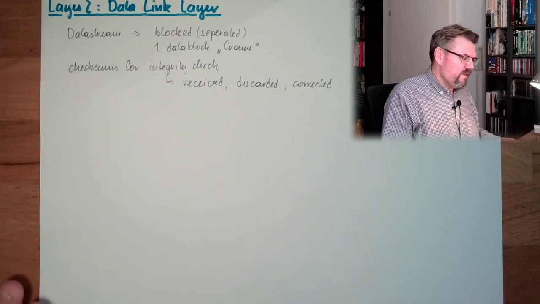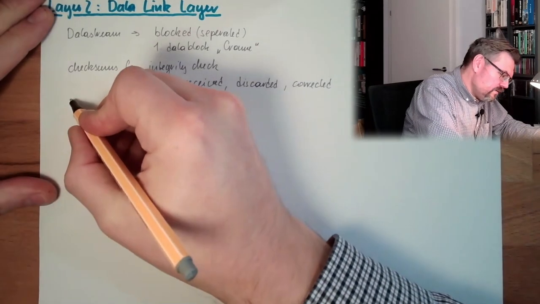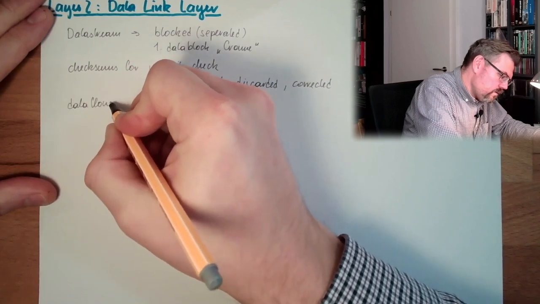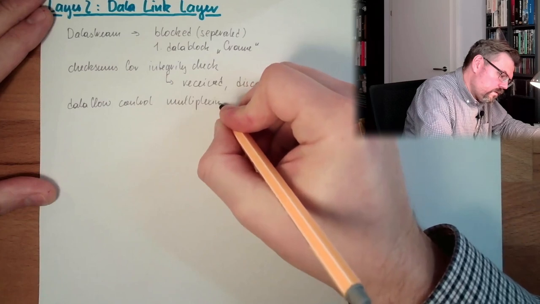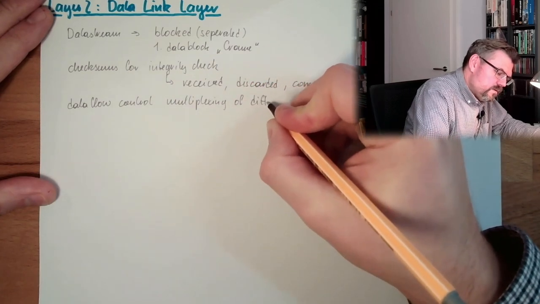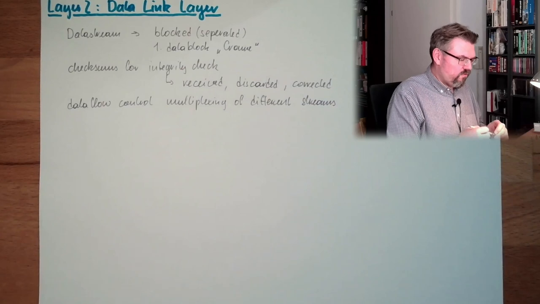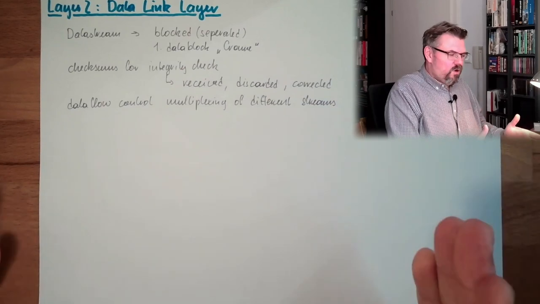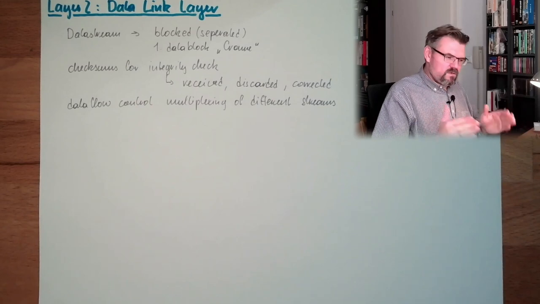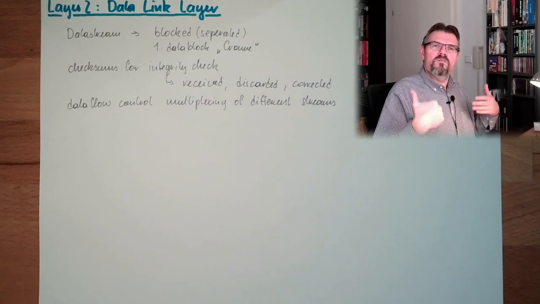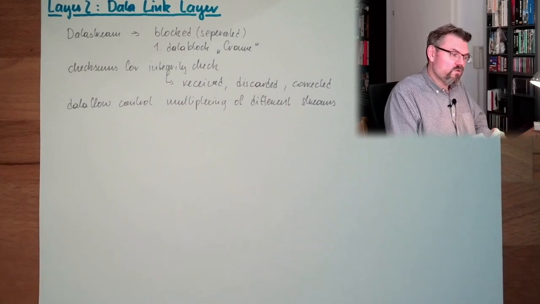So this is the data part. And one more thing is that we have data flow control and multiplexing of different streams. So the data link layer chunks the data stream into frames, labels the frames, checks somehow if the transfer was correct or not, and that's it. That's the original topic of the data link layer.